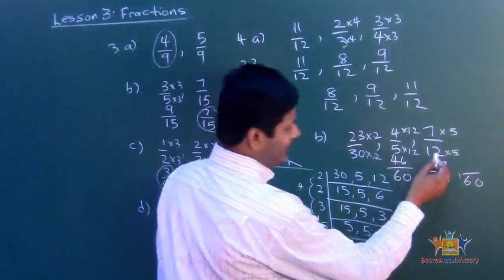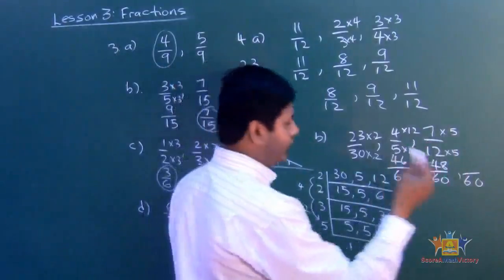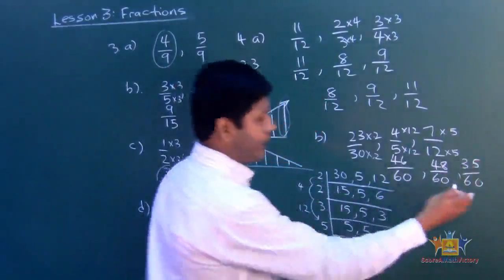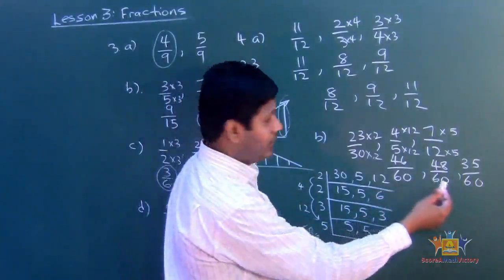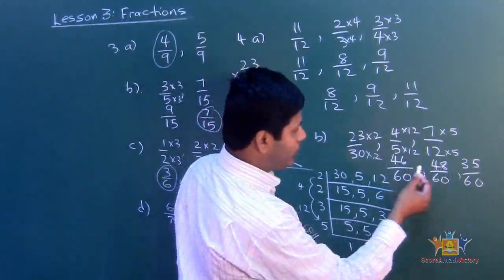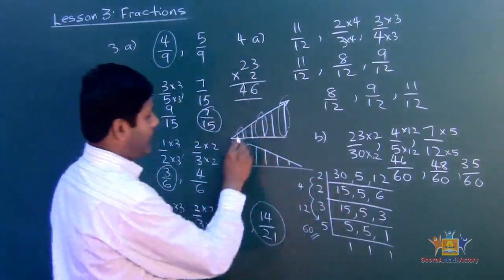So we multiply 12 by 5 to give me 60. That means 7 times 5 is 35. Now, can I arrange them? Definitely, because they all have the same denominator. So now I can tell which one is the smallest, because we're going in increasing order from the smallest, which would be what?